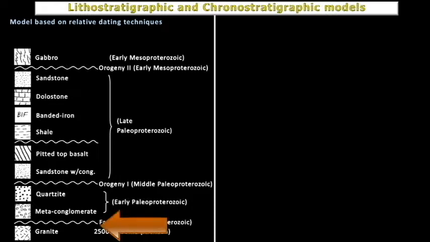available data. Now we have an unconformity on top of that. And later, we're going to have the metaconglomerate and the quartzite deposited on top of that. And we, based off relationships, we are categorizing that as early Paleoproterozoic.